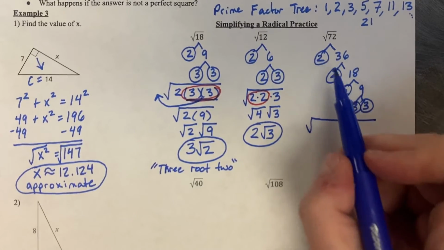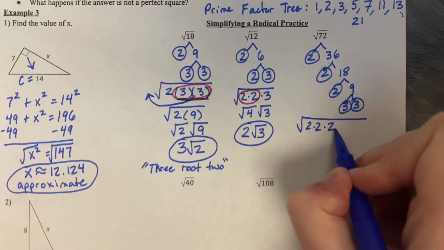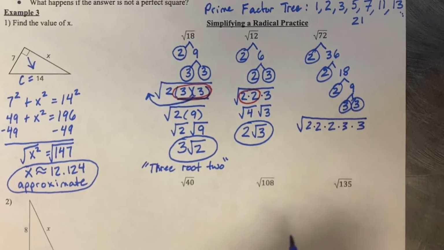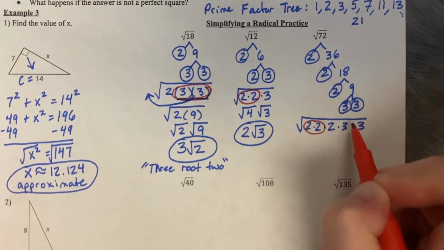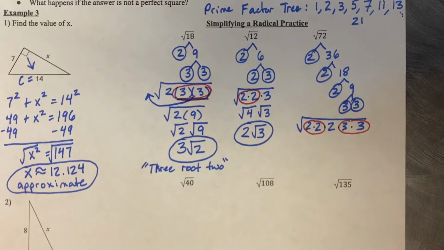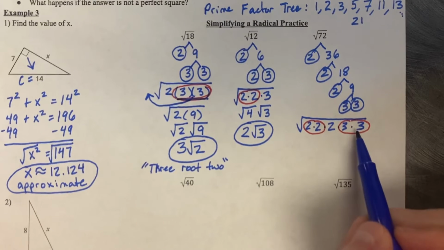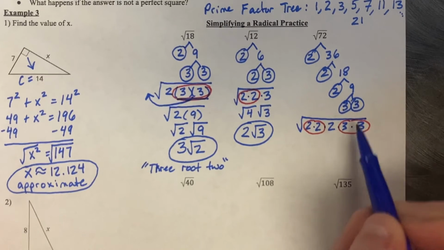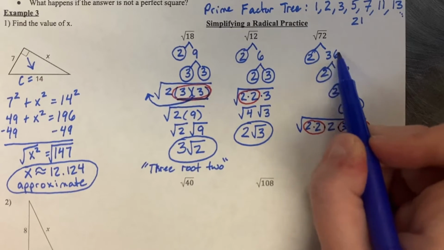On this one, we've got several groups of 2's and 3's. So I've got 2 times 2 times 2 times 3 times 3. So on this one, I've got a pair of 2's and a pair of 3's. 2 times 2 is 4. 3 times 3 is 9, which gets me back to 4 times 9, which all the way back up into my tree is 36. This is a perfect square.